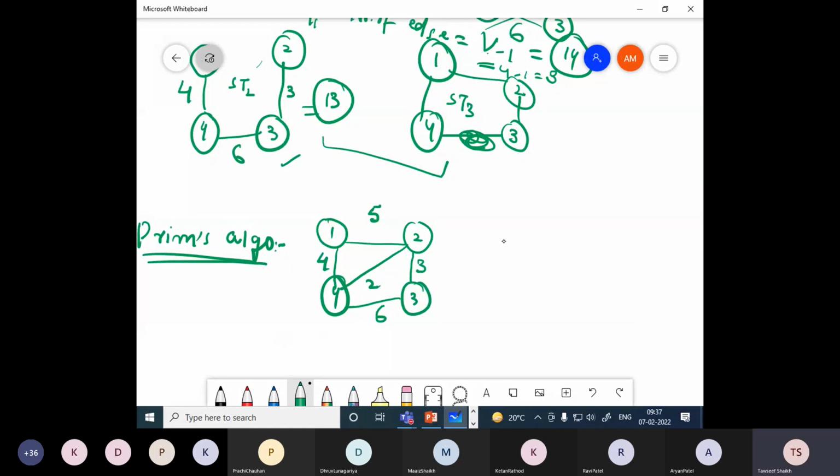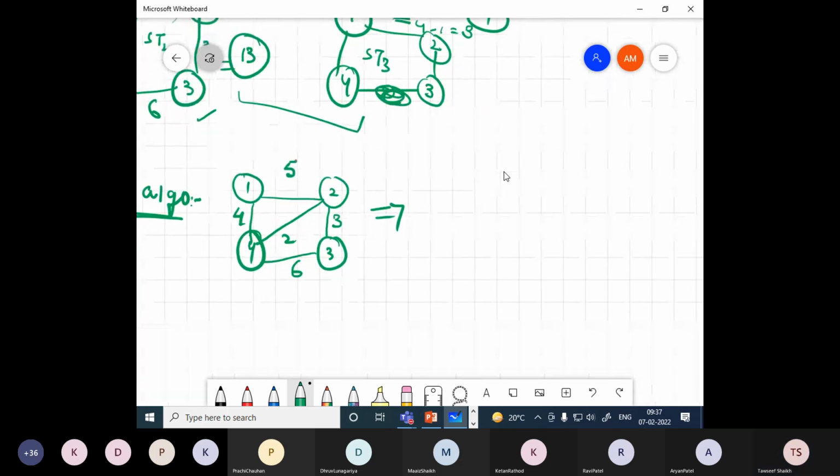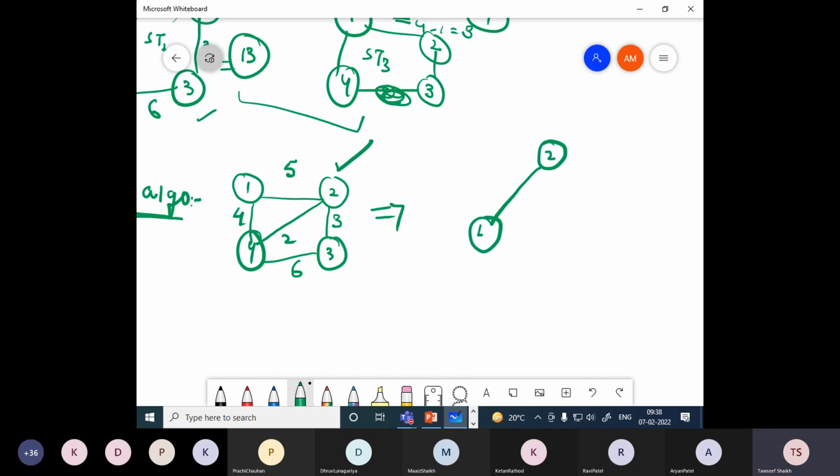So Prim's algorithm says that when we have to find a minimum spanning tree of any graph, that will be both a spanning tree as well as having the minimum cost among all. So among all the edges inside this original graph, take that edge which is having the minimum cost among all. That is the edge from vertex 2 to vertex 4, which is having the minimum cost equal to 2.